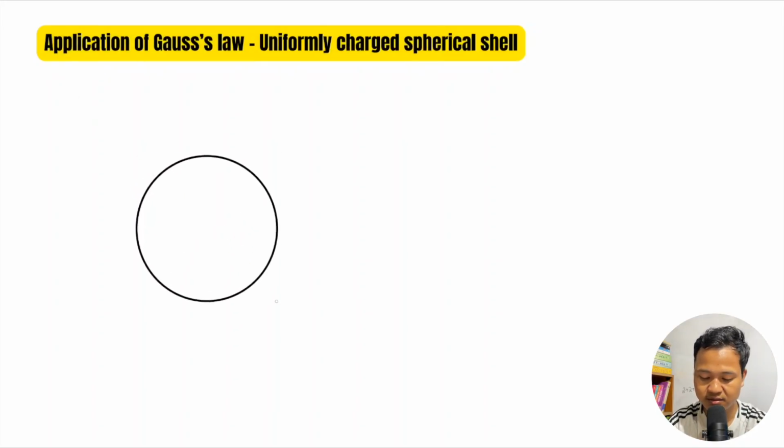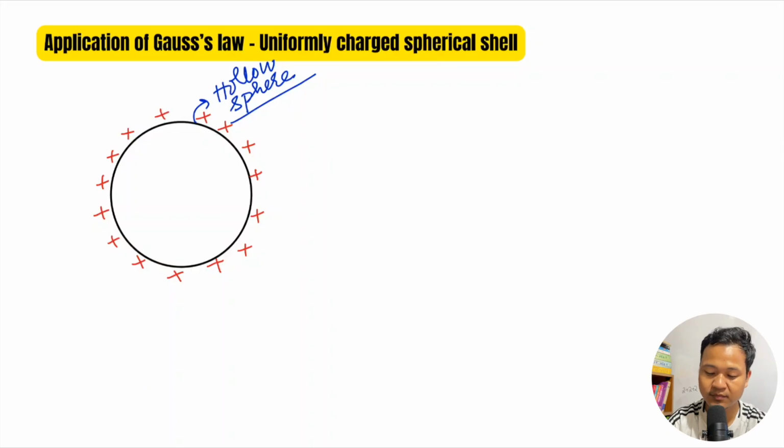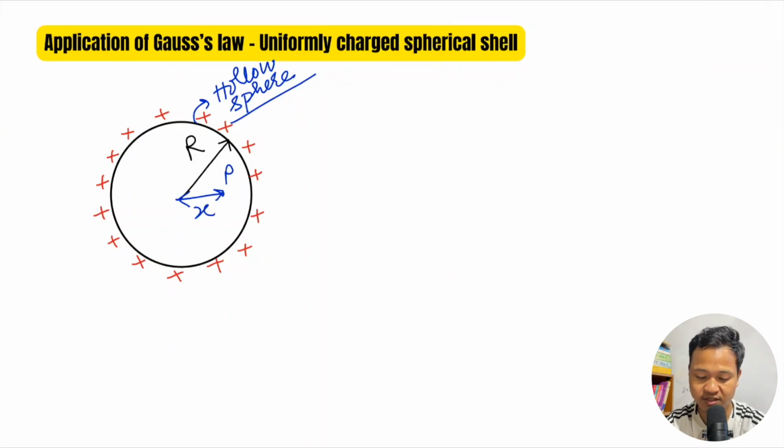A spherical shell, a hollow sphere. In a hollow sphere, whatever charge is given will be on the surface. Let the radius be r. Let's say I want to find the electric field at two points, one inside and another outside. So the inside point is P, at a distance of x, and I want to find the electric field there.